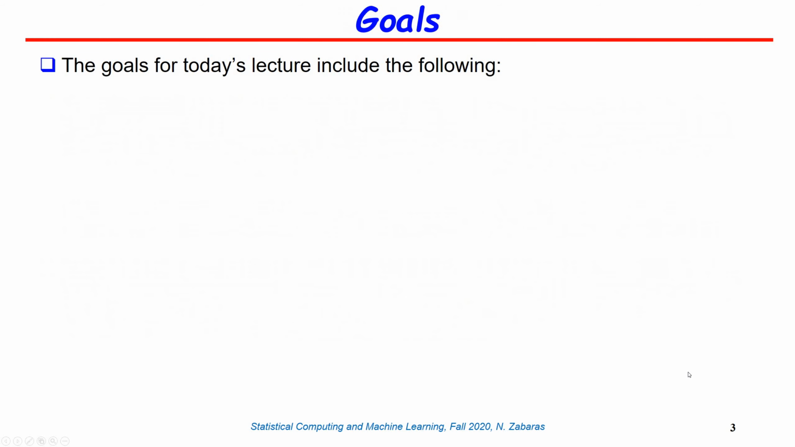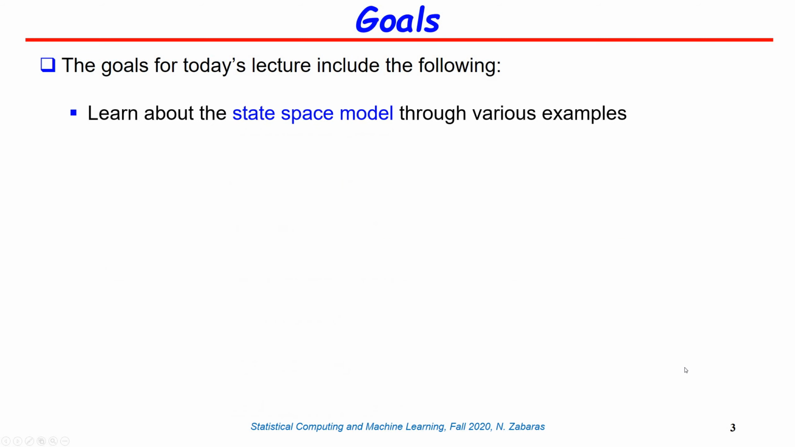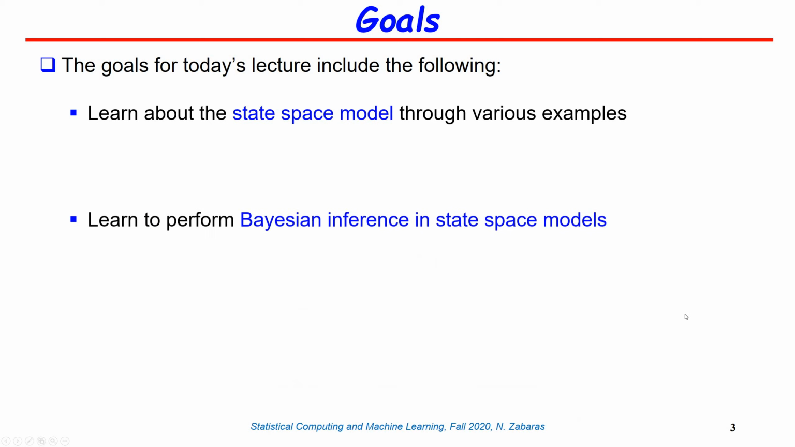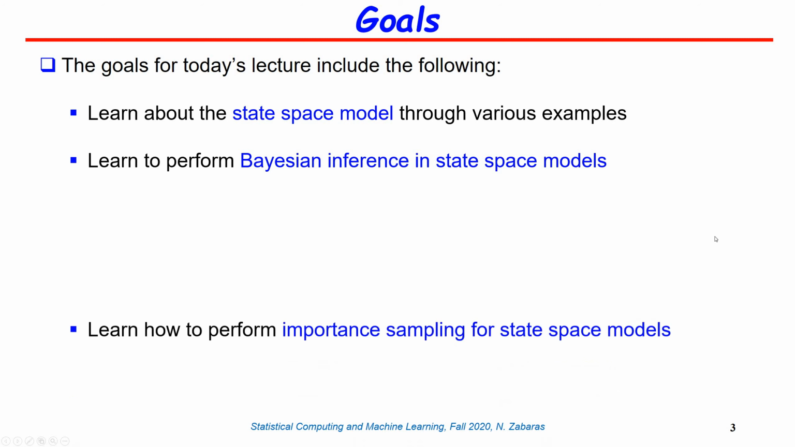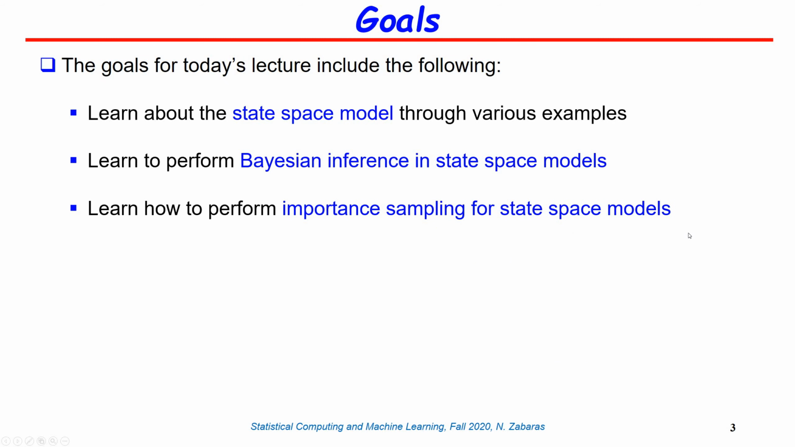So the objectives for the lecture today will be to review the state space model, to address the key ingredients of Bayesian inference for dynamic settings in the context of these state space models, and of course to discuss the application of standard Monte Carlo and also importance sampling for the state space models.